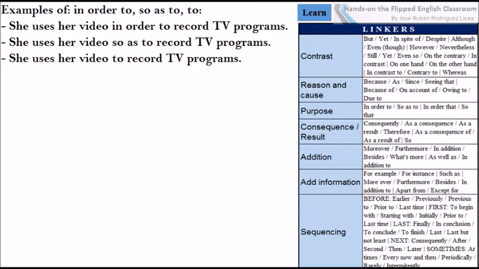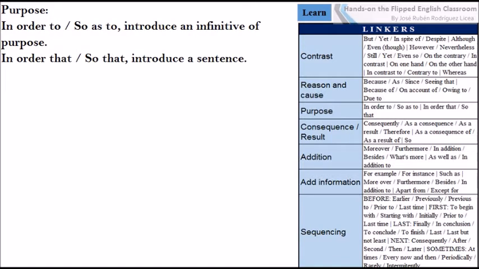Examples of in order to, so as to. She uses her video in order to record TV programs. She uses her video so as to record TV programs. She uses her video to record TV programs. Purpose: in order to, so as to introduce an infinitive of purpose. In order that, so that introduce a sentence.